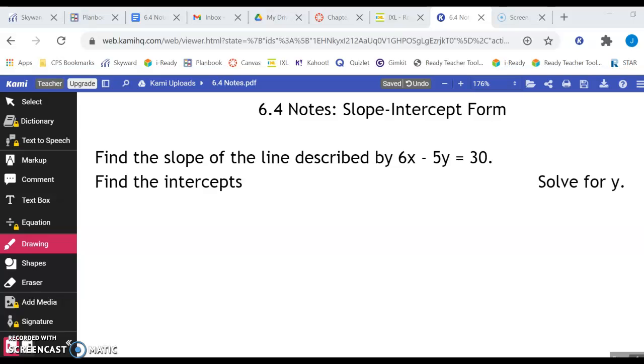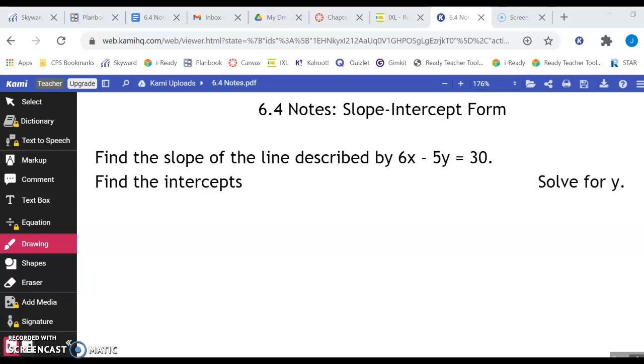So for section 6.4, we're going to take a look at slope-intercept form. And before we get there, we're going to have a little review here of finding intercepts. So first of all, the question says, find the slope of the line described by 6x minus 5y equals 30. And we have two different options to find the slope.